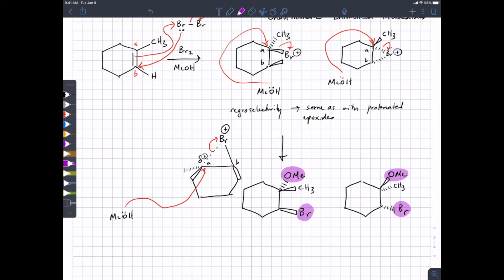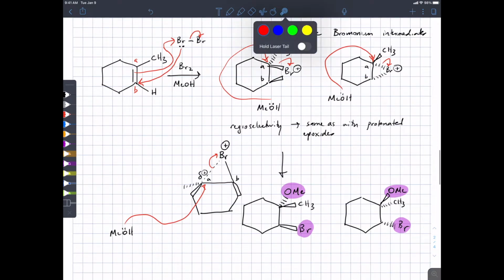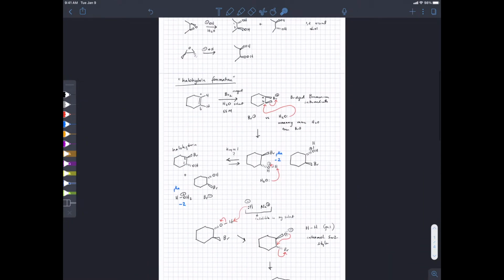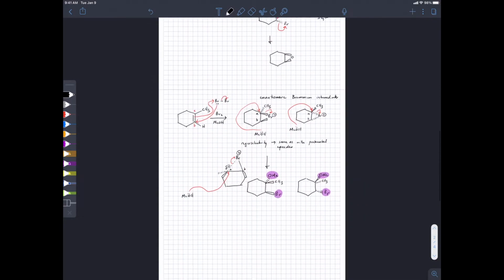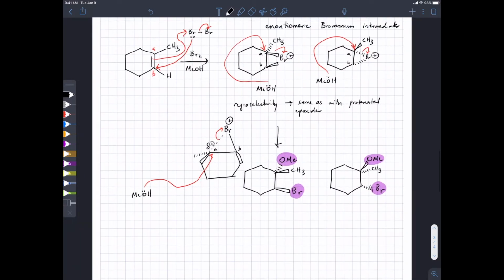Yes? Why wasn't water the one that was attacking? Because we chose to use methanol as our solvent instead of water. So there's not water here. We could have done this reaction in water, and then this would have been an OH group. So halohydrin formation works for, I should just make a note of that up at the top, it works for water and alcohols. Other questions?